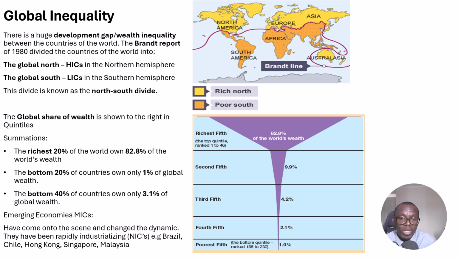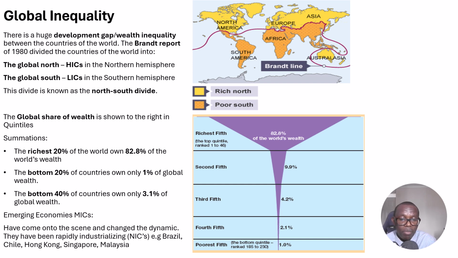Then the bottom 20% of countries only own 1% of the global wealth. Now, that clearly is a very big difference between the poorest and the richest. 1% of the world's wealth almost brings into question how those countries are able to survive with only that 1% of the world's wealth.